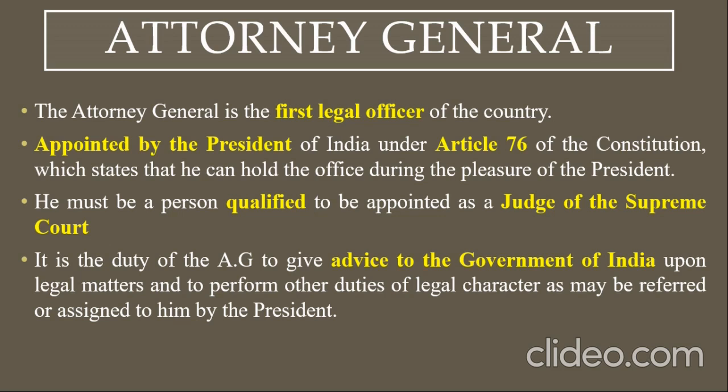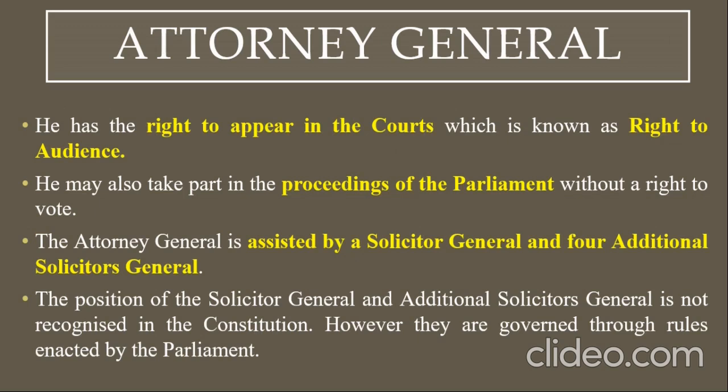In order to be qualified as Attorney General, he must have the qualification to be appointed as a judge of the Supreme Court. The work of the Attorney General is to advise the central government of India on legal matters, and he can perform other duties as assigned to him by the President. He has the right to audience, which means he can appear in the courts on behalf of the central government. Second, he can take part in the proceedings of the Parliament without getting a right to vote. So these two things are what we mean by right to audience.